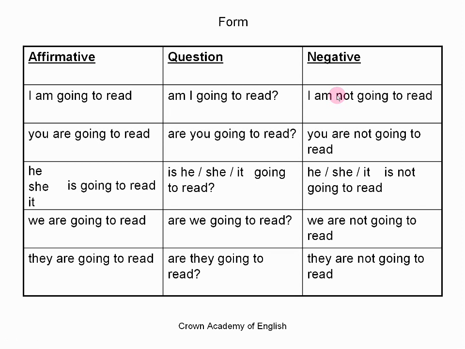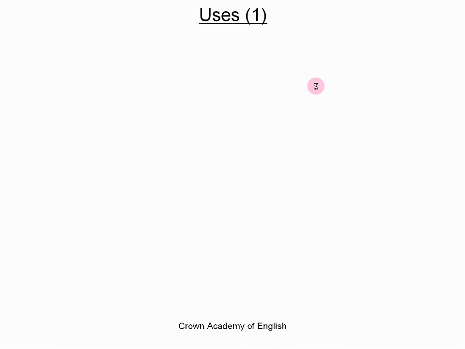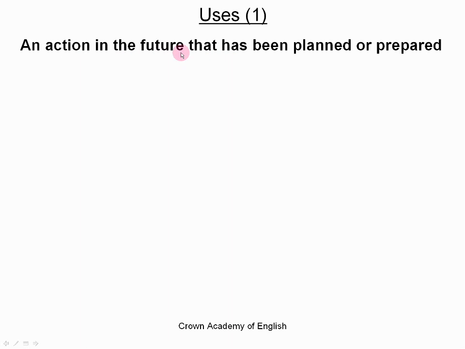Now let's look at some uses of going to. So the first main use is an action in the future that has been planned or prepared. So it is a future tense, and we use it to describe something that is going to happen in the future, and we have planned it, or it is prepared, so we know it is going to happen. Let's look at some examples. Example 1.